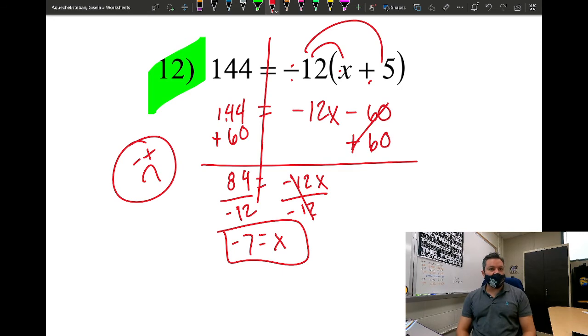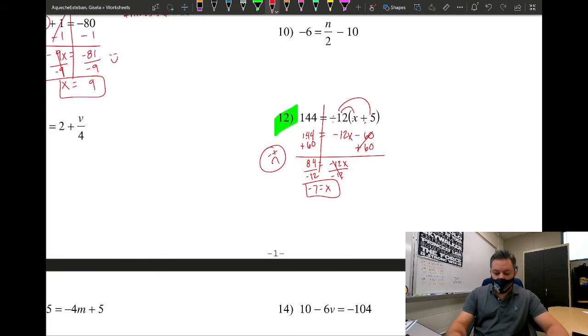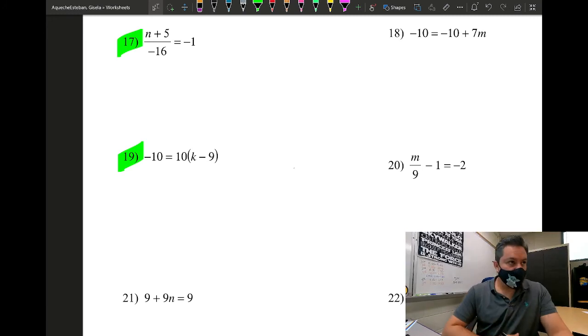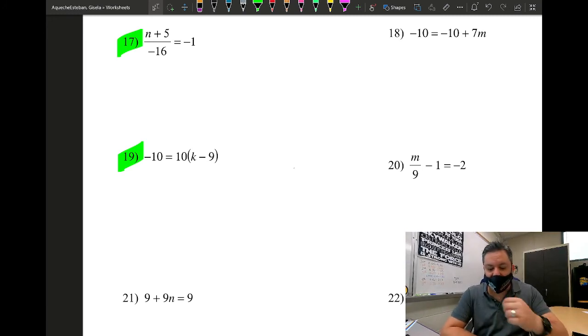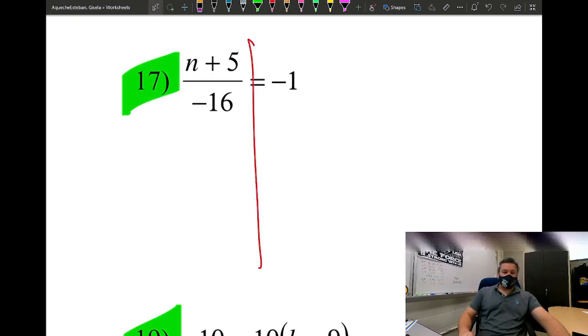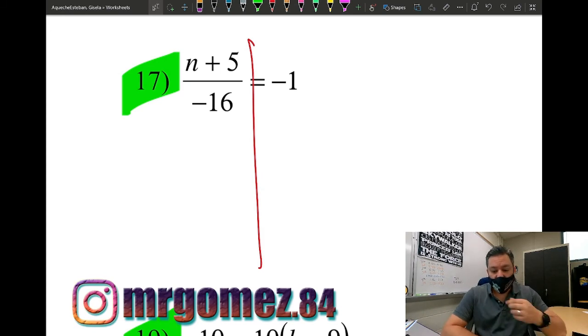Any questions so far? I guess the complicated ones are coming. All right, number 17, two more. We have n plus 5 divided by negative 16 equals negative 1. This is one that we haven't seen before, but we're going to do the same thing. So first, write your line. And now this one is a little bit trickier.